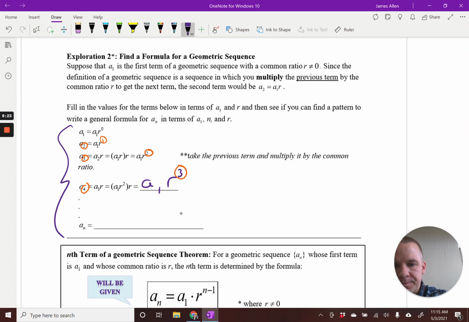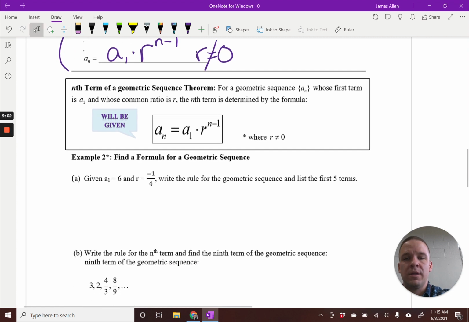So perhaps what we could do is we can say, well, I'm going to take my first term, multiply it by my common ratio and raise it to the term number less 1, right? So 1 less than that term that I want. So if I want the 8th term, I'm going to be raising it to the 7th power. If I want the 100th term, I'm going to be raising it to the 99th power, right? Where r does not equal 0. It's a non-zero common ratio. Take the previous term and multiply it by the common ratio. Cool. I don't know why I just underlined that. That's old news now. We got our formula. That's awesome. Fantastic.